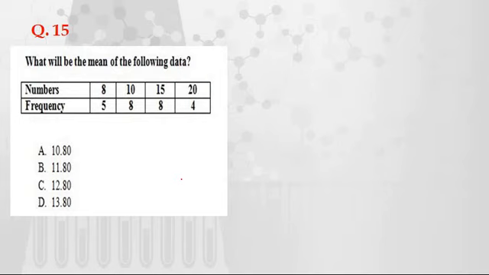Question number 15. What will be the mean of the following data? So here some data is given, numbers and their frequencies. Here numbers are not given in the form of class intervals. It is directly listed, 8, 10, 15, 20 along with its frequency distribution. So this is a discrete data. And for discrete data, mean is given by this formula, summation fi xi upon summation fi.